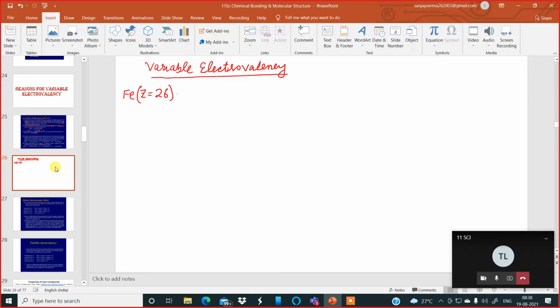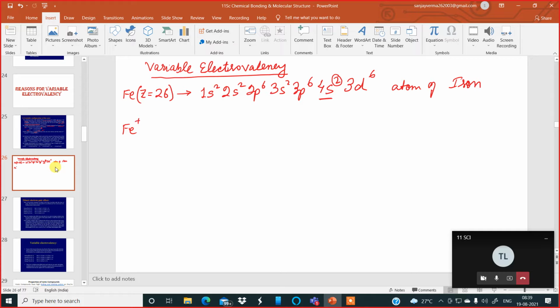If you write down the electronic configuration of iron, it is 1s2, 2s2, 2p6, 3s2, 3p6, and then 4s2, then comes 3d6, adding up to 26. Now this is an atom of iron. If this atom of iron loses 2 electrons from the 4s orbital, it becomes Fe+2, which is called the core.